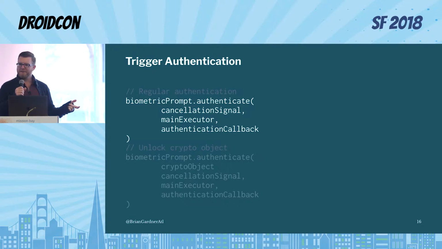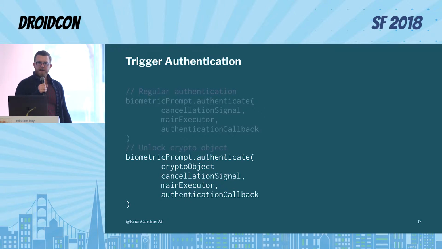So this is very similar to the negative callback. The executor tells you where the callback is going to get executed. So this is what you're going to use if you want to bypass username and password authentication for fingerprint. You'll call this, it'll show the prompt on the screen, they'll verify their fingerprint, and you can let them go on after that.